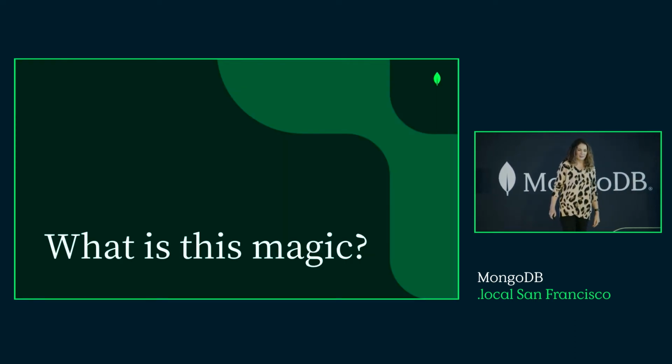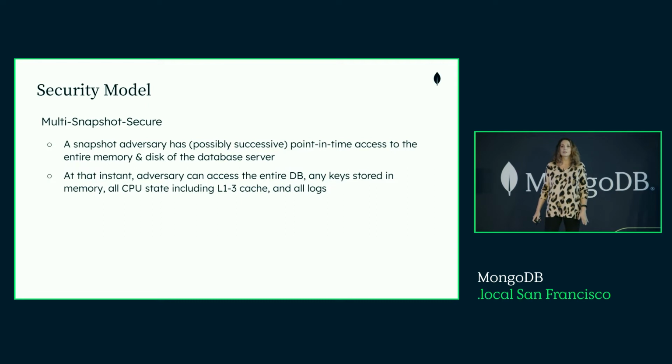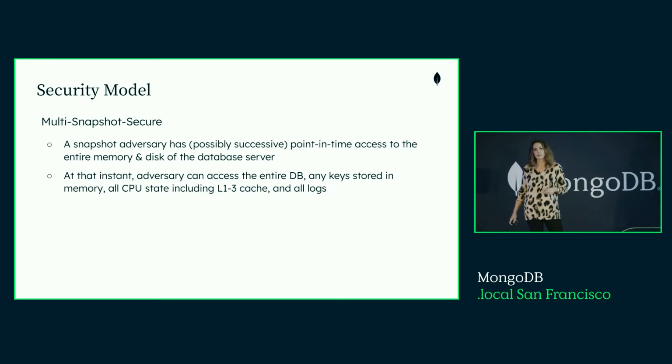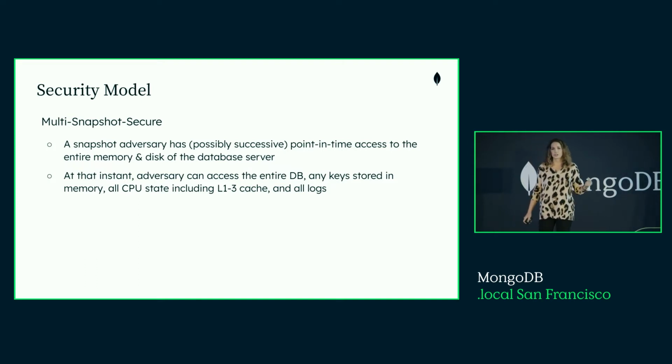So now the part that everybody wants to know about, which is what is this magic? The security model here is what we call multi-snapshot secure. A snapshot adversary is a person that can come in and take a snapshot of the data in the database, any keys stored in memory, CPU state, logs, etc. So a point-in-time snapshot. They can even do multiple successive point-in-time snapshots. With those snapshots, they cannot decrypt that data. They cannot do inference attacks on that data like you can with deterministic encryption as well.